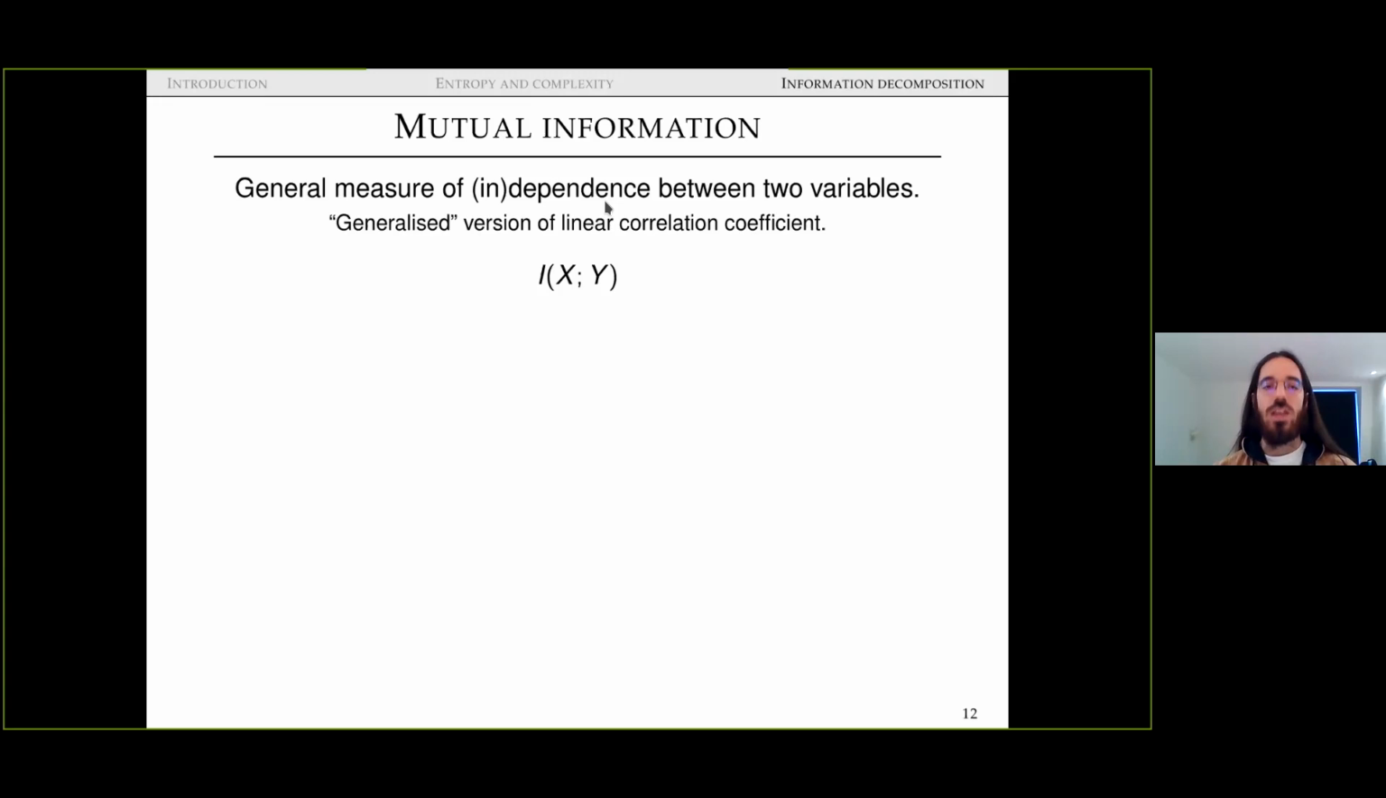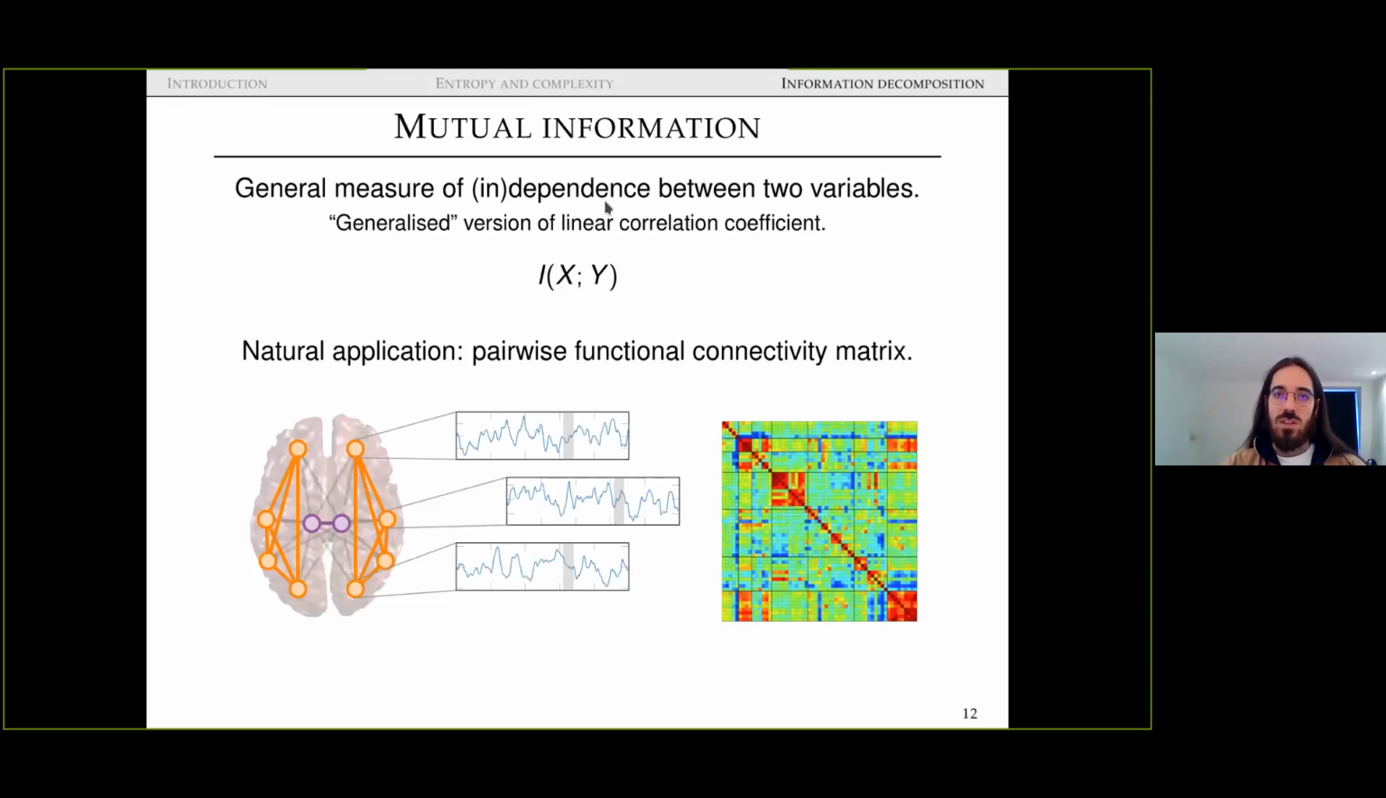Mutual information, which again is something that some of you may be familiar with, is a general measure of independence between two variables. It's a generalized version of the linear correlation coefficient. So if the mutual information between, say, x and y is 0, that means they're independent. Otherwise, it means they're somehow statistically dependent on each other. One very natural application of this is a pairwise functional connectivity matrix. If you have a brain, you measure some form of multivariate time series from it; in this case, the example is MEG. Then you can look at pairs of regions and compute their correlations or their mutual information and build this matrix of pairwise dependencies. And these have been used for a very long time in neuroscience, as I'm sure you know.